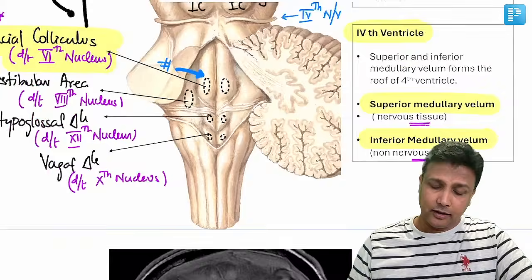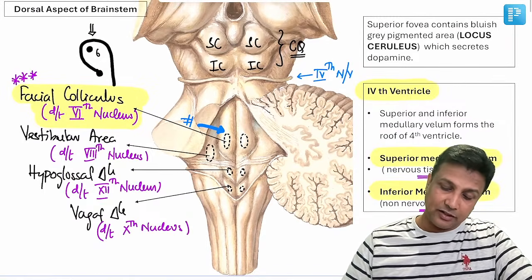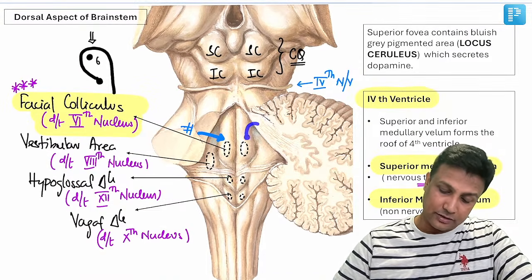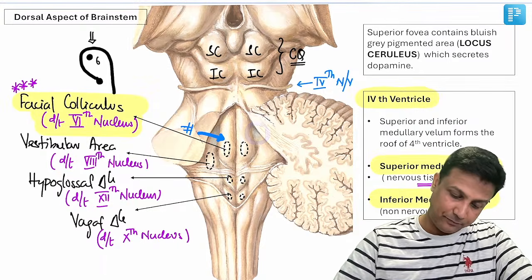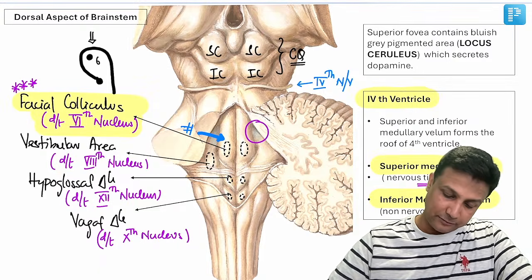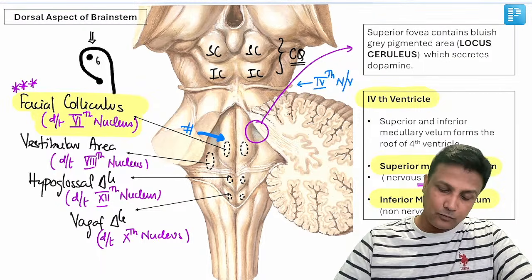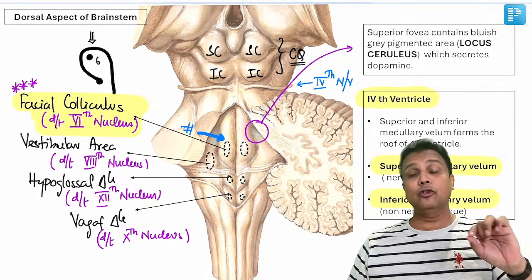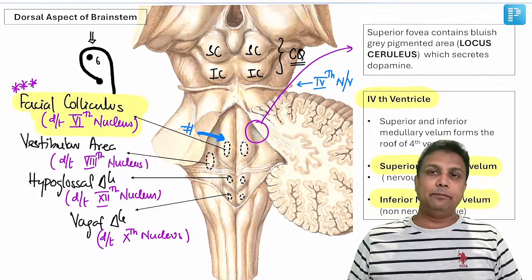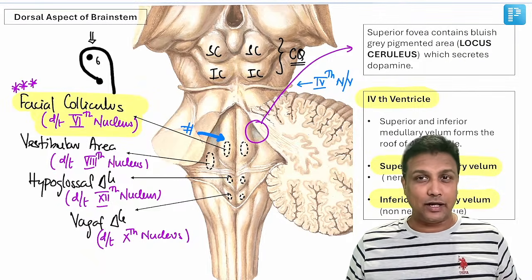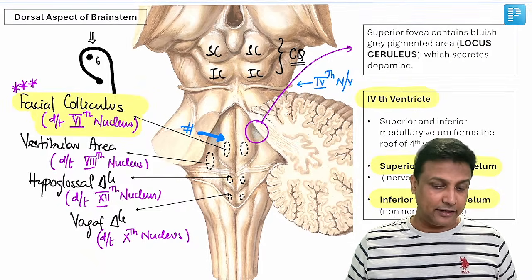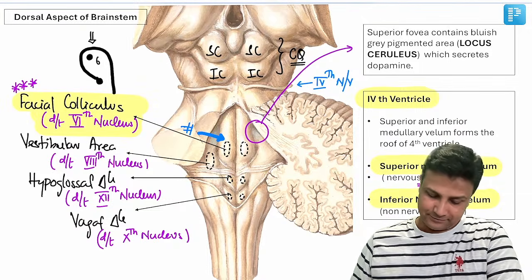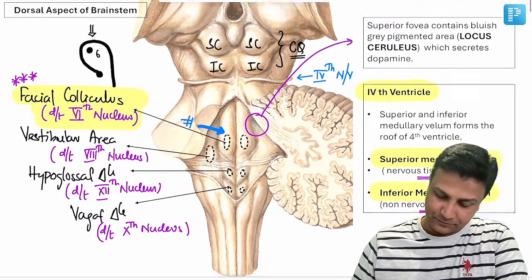Please remember that one. And then apart from that, in this diagram, you are able to see the superior fovea, where you can see the bluish pigmented substance. This end here is the superior fovea, and there you will find the bluish gray pigmented area. That area is referred to as the locus ceruleus. Is it okay? Done? Next one.